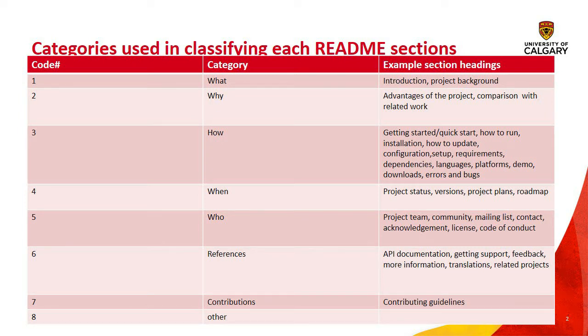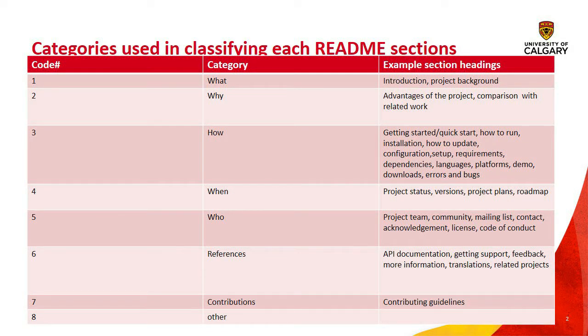Code 5 is about the people that constituted the project team, the community, mailing list, contacts, acknowledgement, license, and code of conduct. Code 6 is talking about the references, the documentation, how to get support, feedback, how to search for more information, and also about related projects.